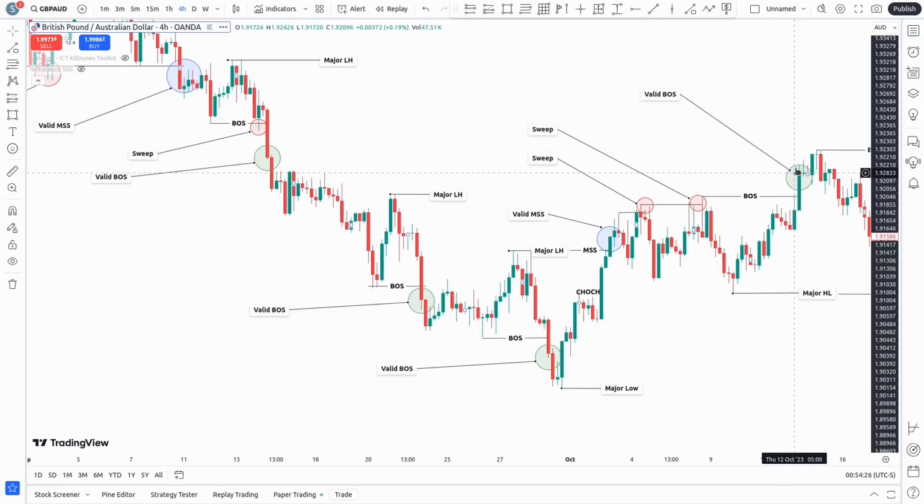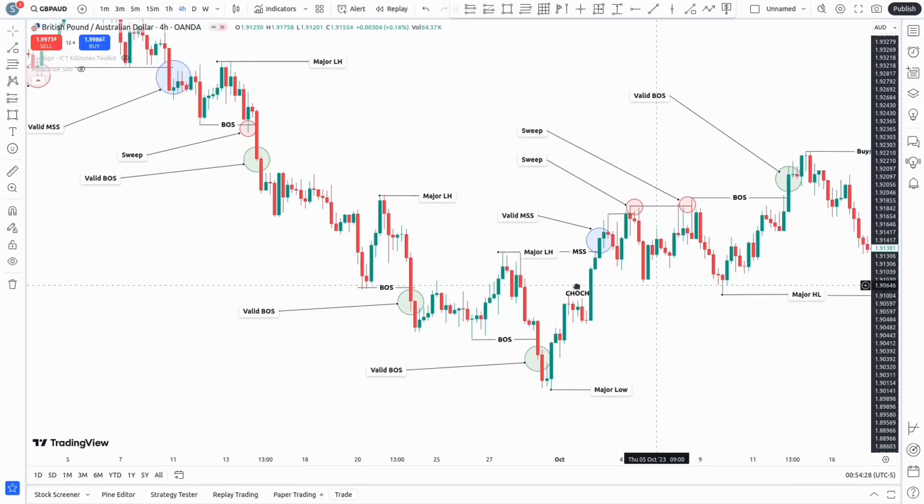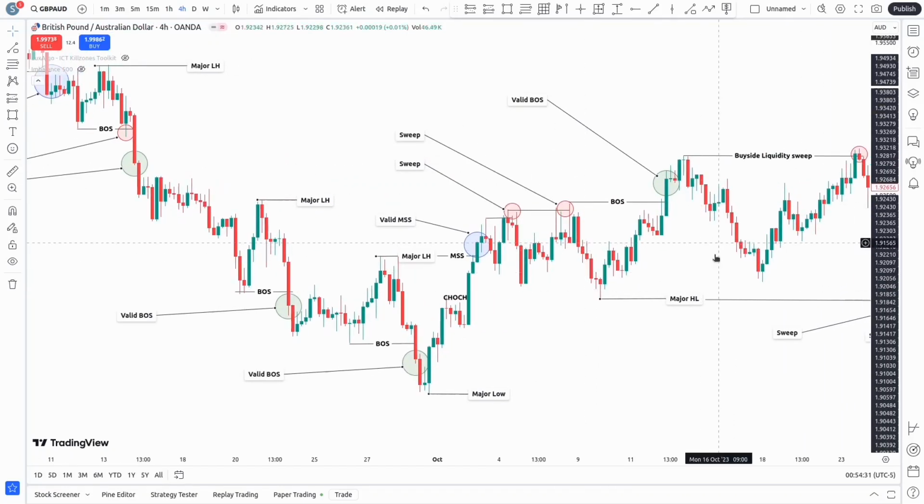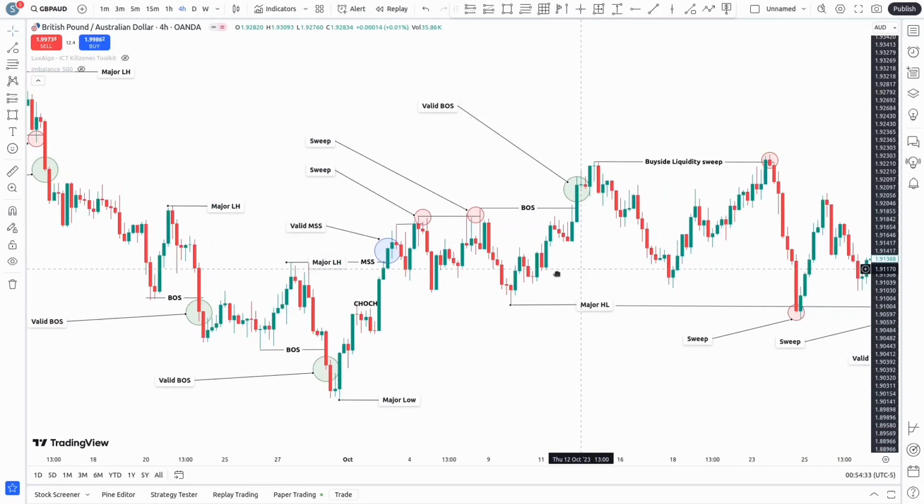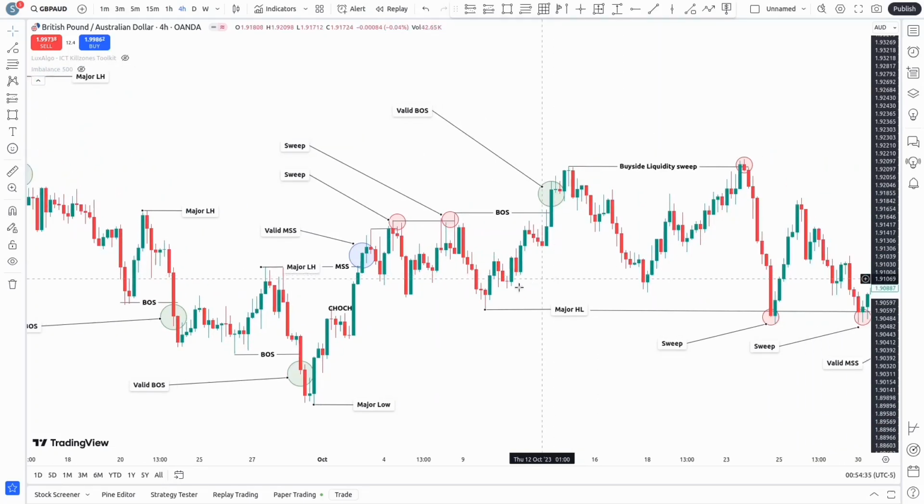This is a valid break of structure. It's a major valid break of structure. Automatically, we can say we are still in a bullish trend. This is our major level. What happens here? Price moves back to this place, then moves up.